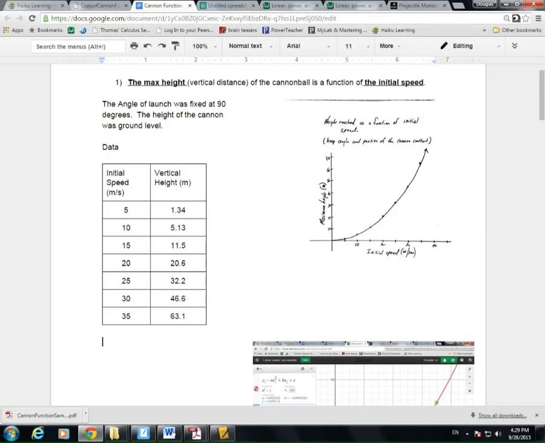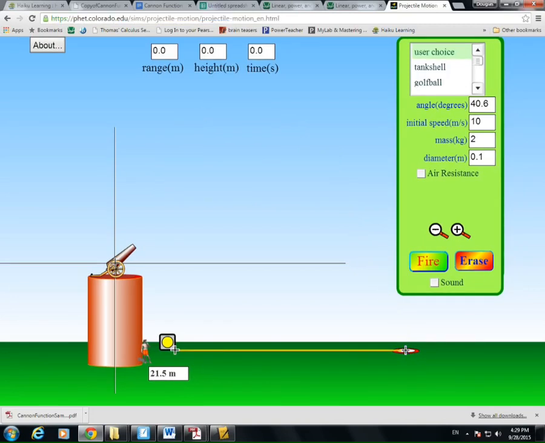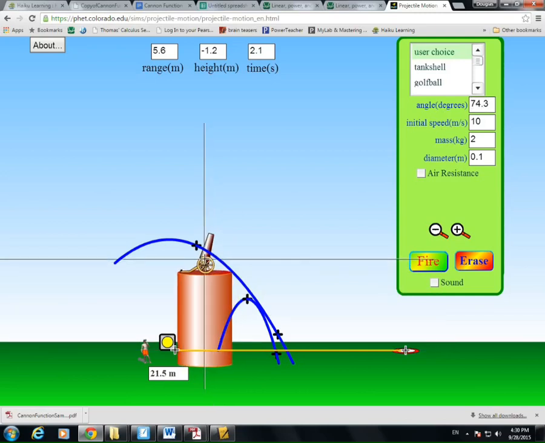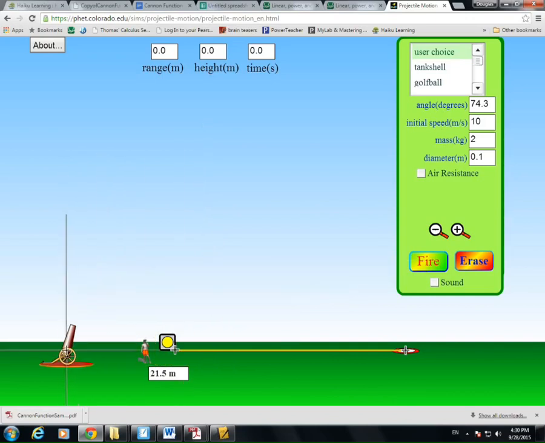Hello. We've been working for quite some time on this projectile motion cannon simulation. As you know, we can do all sorts of things to this cannon, which creates a variety of different functions. So we could have height as a function of initial speed, height as a function of the angle launched, horizontal distance as a function of the angle launched, horizontal distance as a function of the height of the cannon, etc., etc. So we've been working with this for some time.